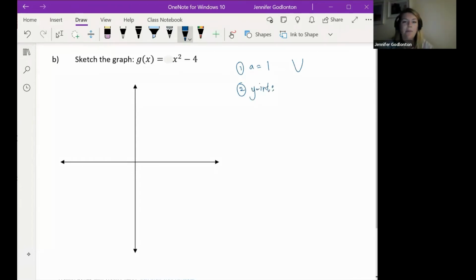Who can give me my y-intercept? Give it to me the way that I want to see a y-intercept. So give it to me in the form of coordinates. Make sure those coordinates are in brackets. Make sure that there is a semicolon between the two numbers. What is my y-intercept here?